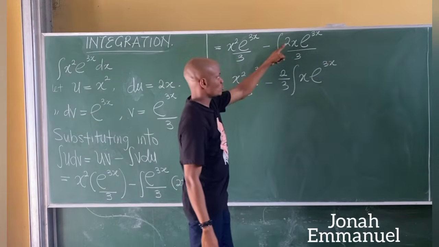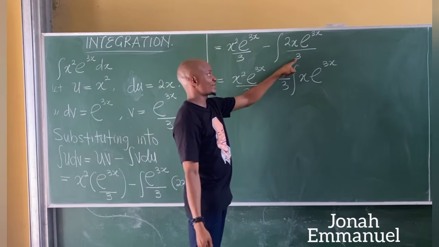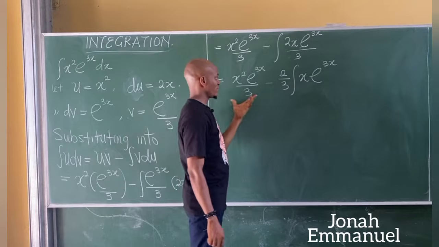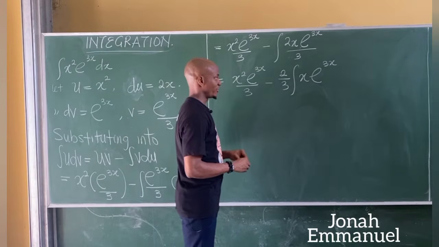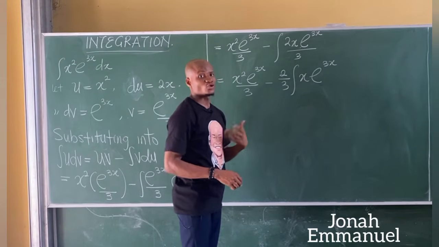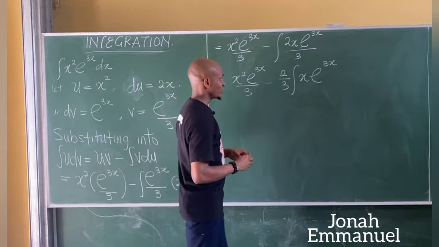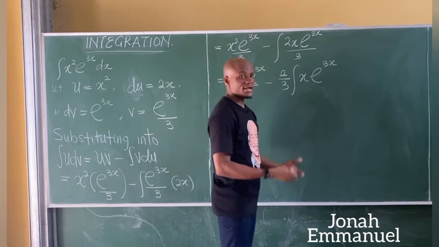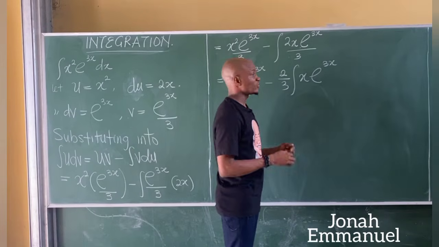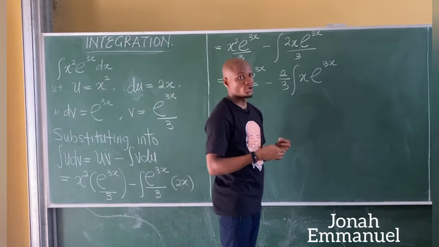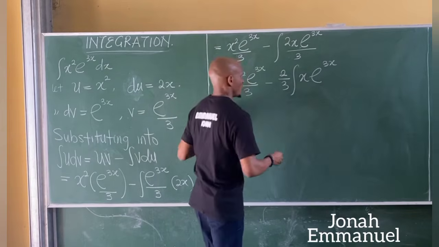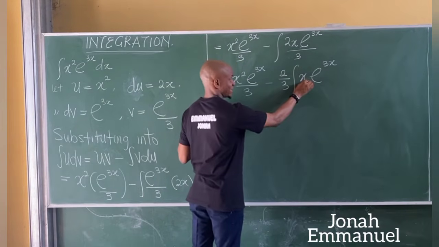So if I take out 2 all over 3, what's left is x exponential 3x. So I'm having this as my result after substituting. The case is now this. This one also is still in the form of integration by parts. So I'll now perform another operation on integration by parts using this. So in this case now, my new u will be x.